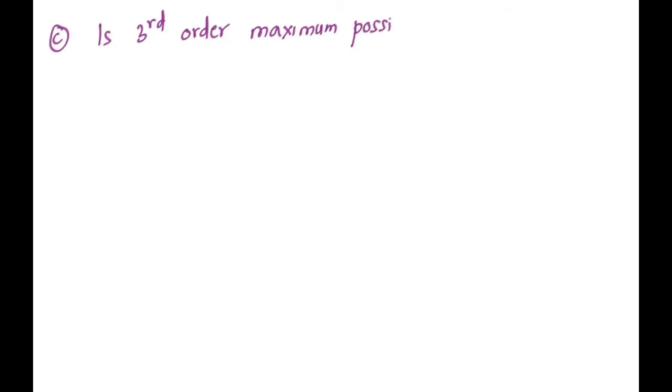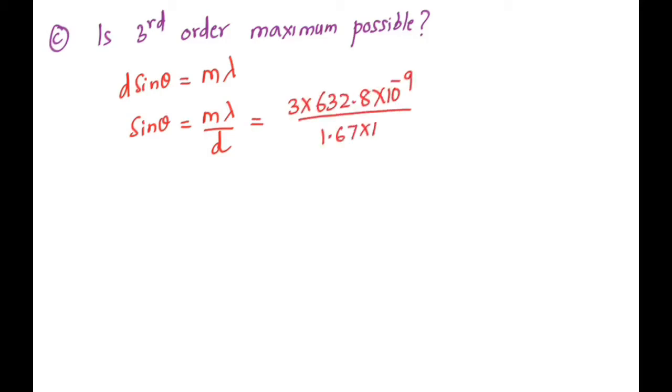Part C is asking, is a third order maximum possible? Is it possible to get a third order maximum for this particular diffraction grating and for this particular wavelength of light? So we are going to use the formula d sine theta equal to m lambda, and rearrange it for sine theta. We substitute the value of m as 3, lambda and d we know from before, and we get sine theta as 1.14.